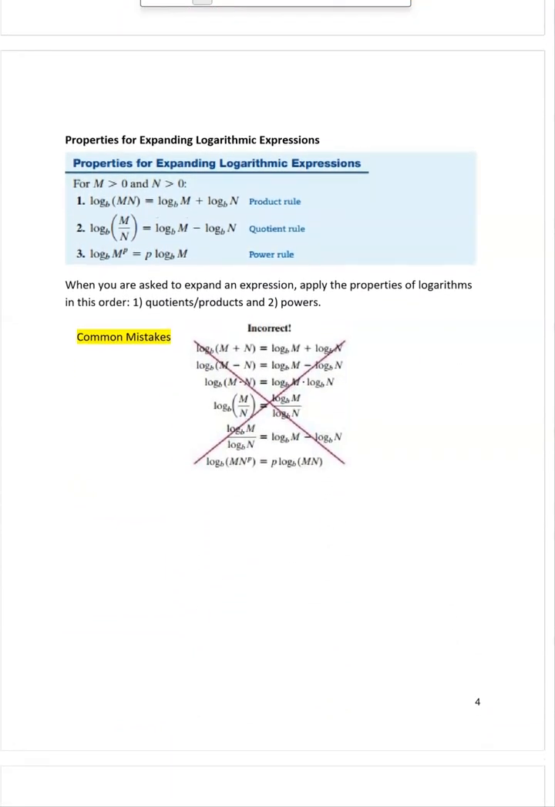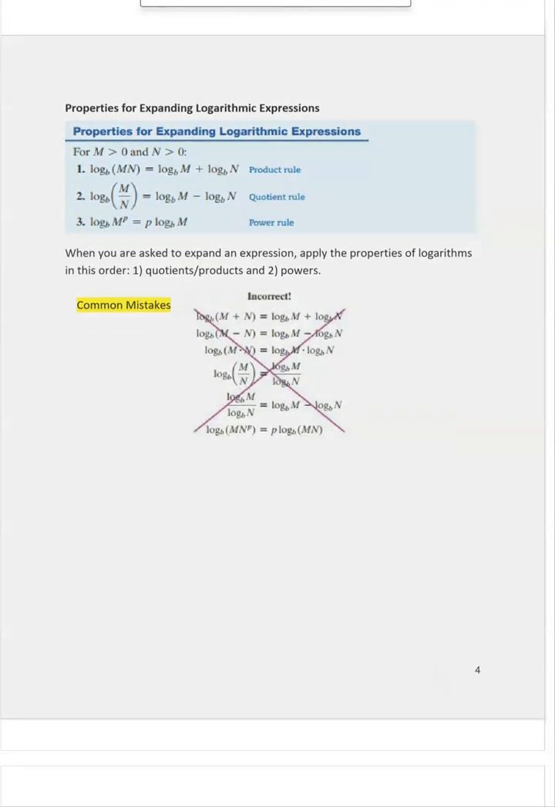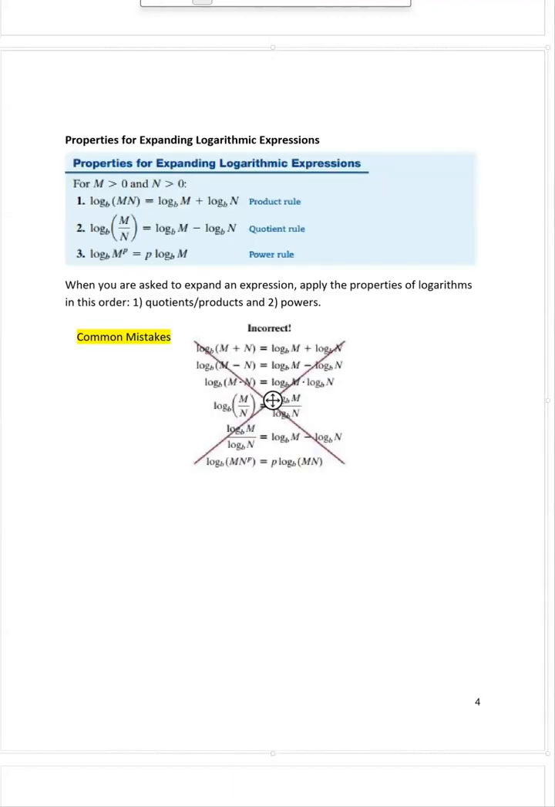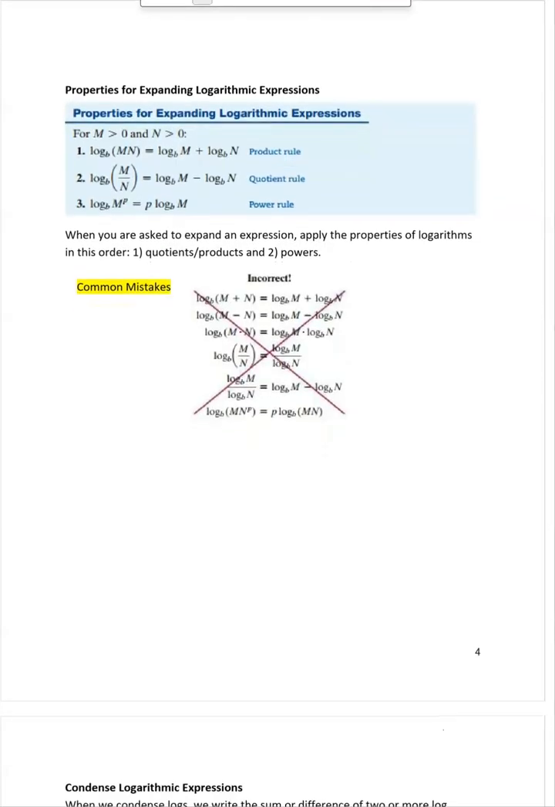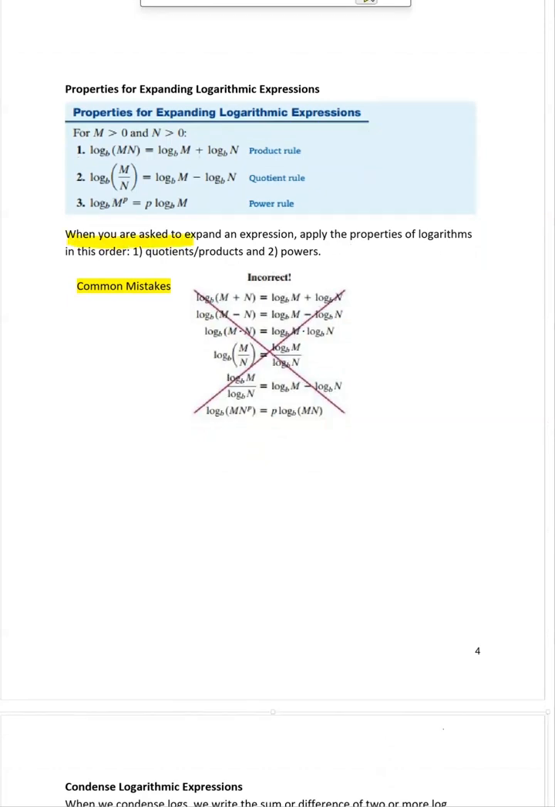And I put all your properties in one little place so you can find them when you're doing your homework. I thought that might make it easier for you. Alright, so when you're asked to expand an expression, apply the properties of logarithms in this order. The first thing that you should do is your quotients and products, and then do your powers, okay? So take care of your quotient and products, then do your powers.